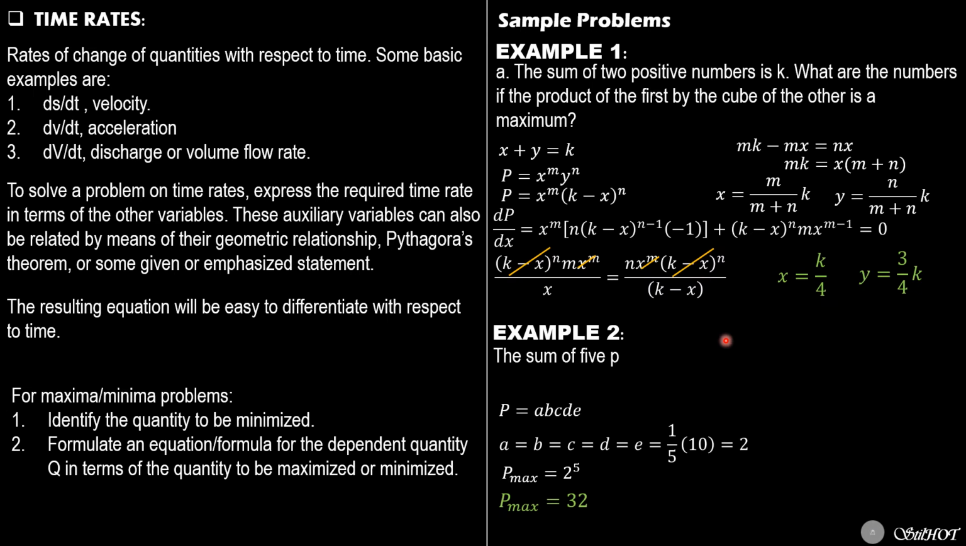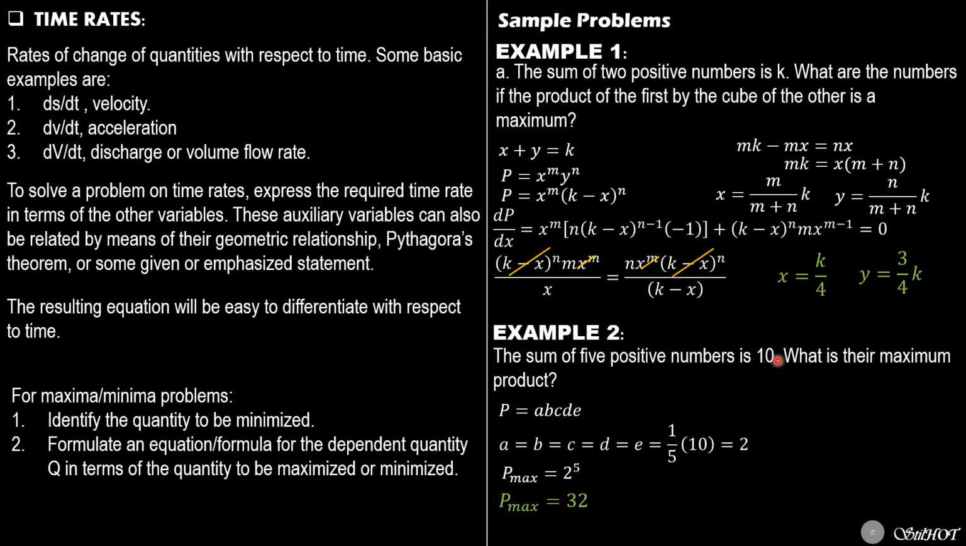Example 2. The sum of 5 positive numbers is 10. What is their maximum product? So for their maximum product, let's set up the formula for the product. Let us say the numbers are A, B, C, D, E. And based on the first example, each number is its power divided by the sum of powers times the sum.